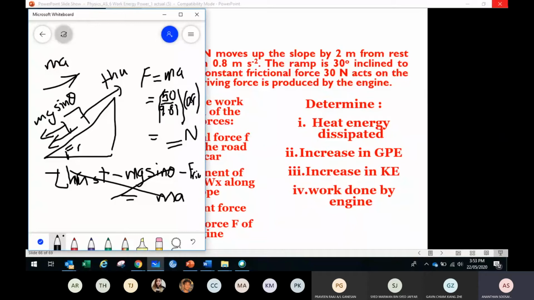Anyone, what's the answer you got for this? Please, someone give me the answer. 4.08. Yeah, how much? 4.08. Okay, 4.08 Newton. So this is your net force.